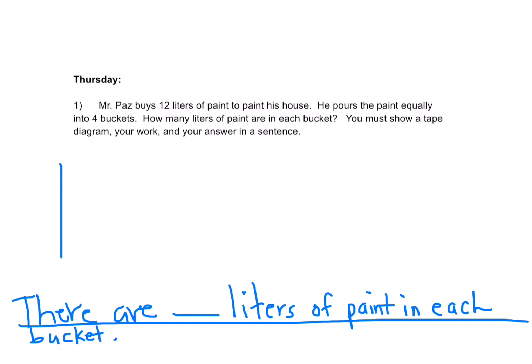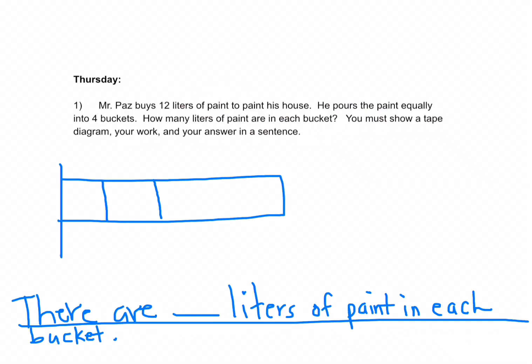So what does it say? He buys 12 liters of paint. That seems like the total amount of paint he buys. He pours the paint equally into 4 buckets. Well, can we show 4 buckets? Sure we can. Draw a tape diagram, split this into 4 buckets by drawing 3 lines. All right, here we go. 1 bucket, 2 buckets, 3 buckets, 4 buckets. And we know that he buys a total of 12, so we'll just label that 12 liters total.